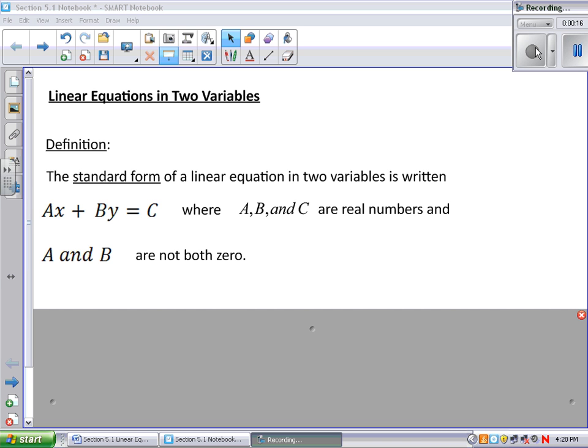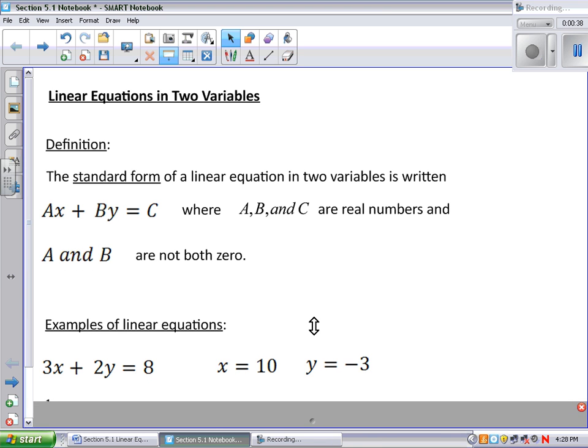The standard form of a linear equation in two variables is written as ax plus by equals c, where a, b, and c are real numbers and a and b are not both 0. In other words, you need an x term and/or a y term in your equation.